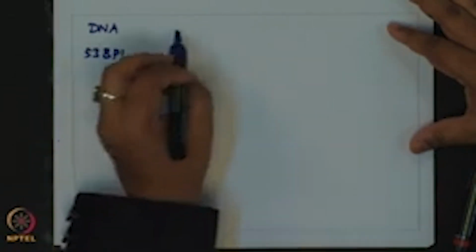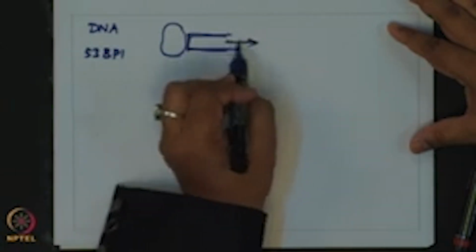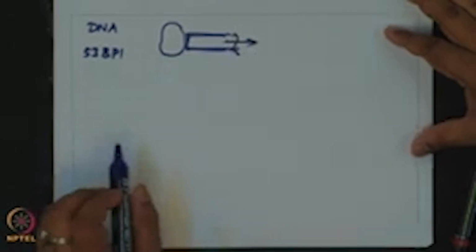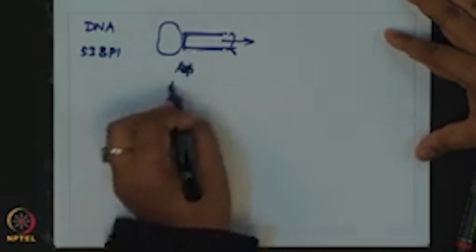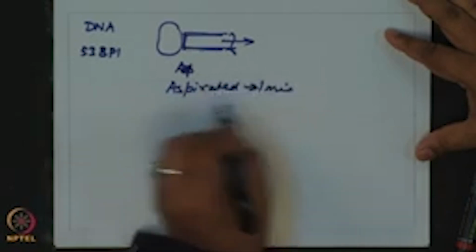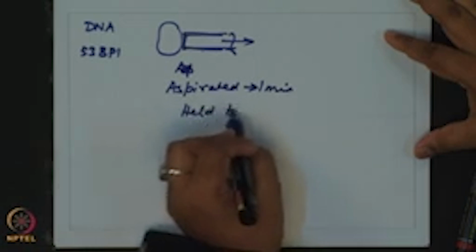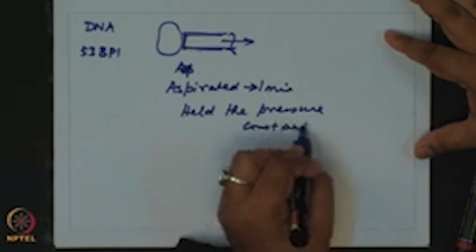So, they then did micropipette aspiration. Once again they had the DNA labeled and 53BP1 labeled, and what they did was, if you have the nucleus, they put the micropipette and they aspirated the nuclei. They aspirated for 1 minute, but then they held the pressure constant for 1 hour.